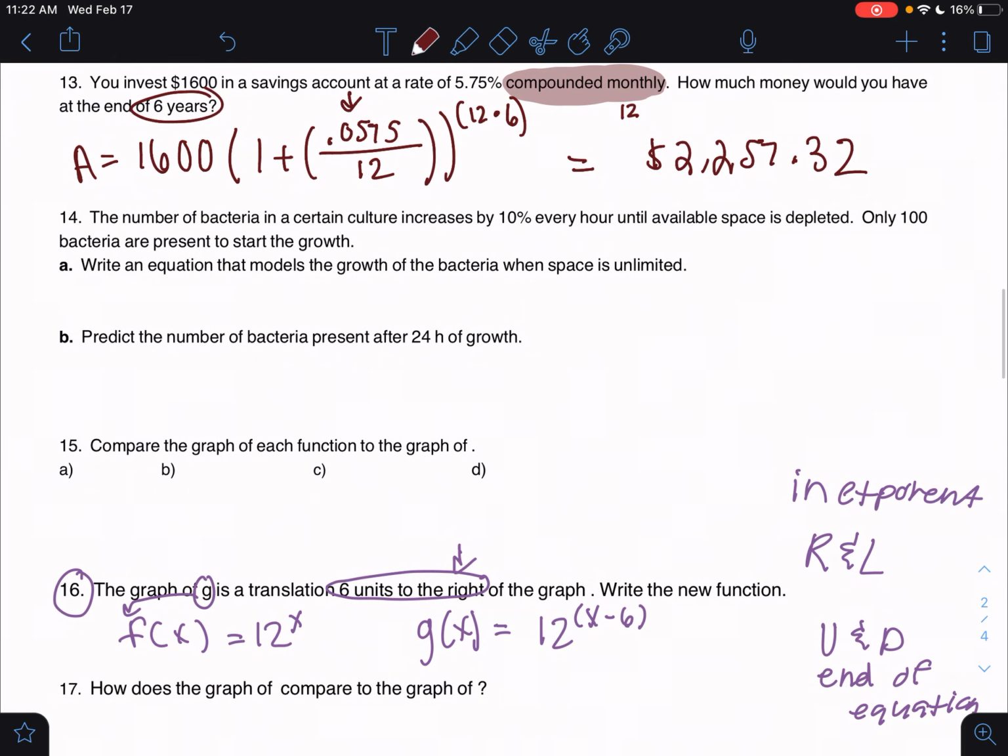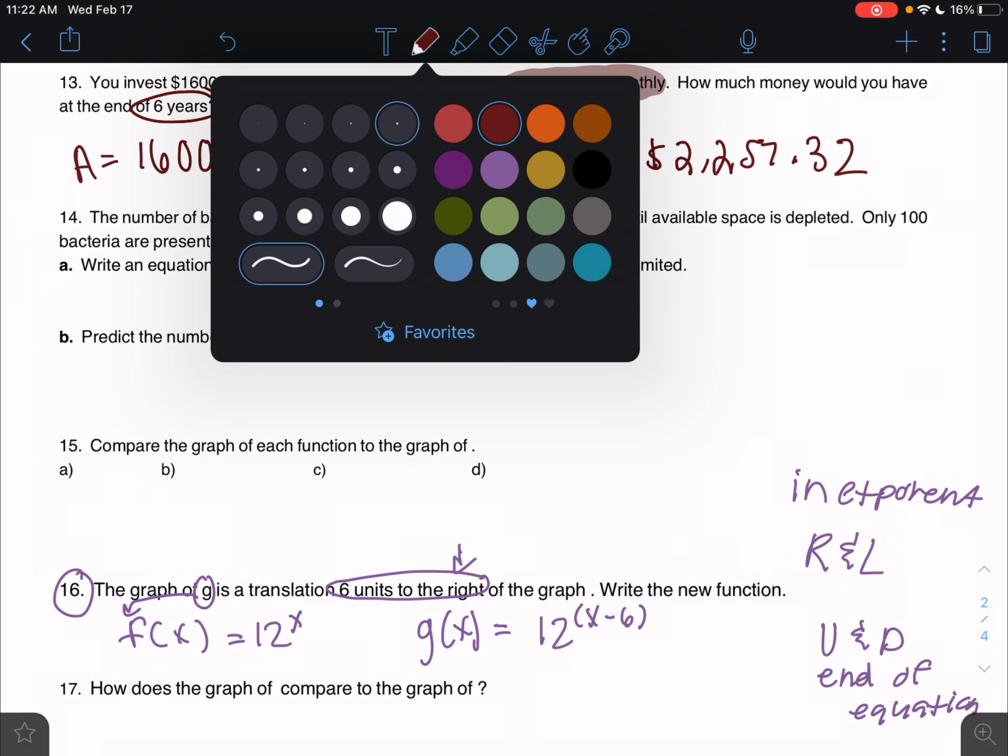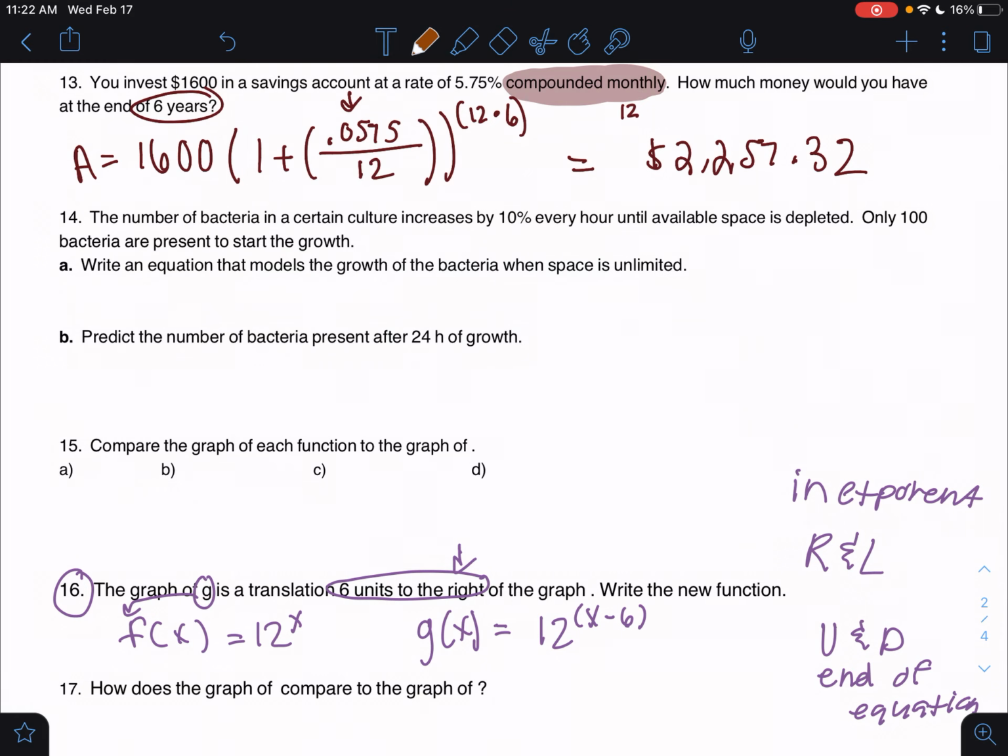Okay, let's go on to number 14. The number of bacteria in a certain culture increases by 10% every hour until available space is depleted. Only 100 bacteria are present to start the growth. So this one's a little bit different. It doesn't deal with money this time. But we're still just going to be using our exponential growth formula, because it says growth, there's nothing in here about compounding. Growth, and it increases. So we know we're going to be using our growth formula.